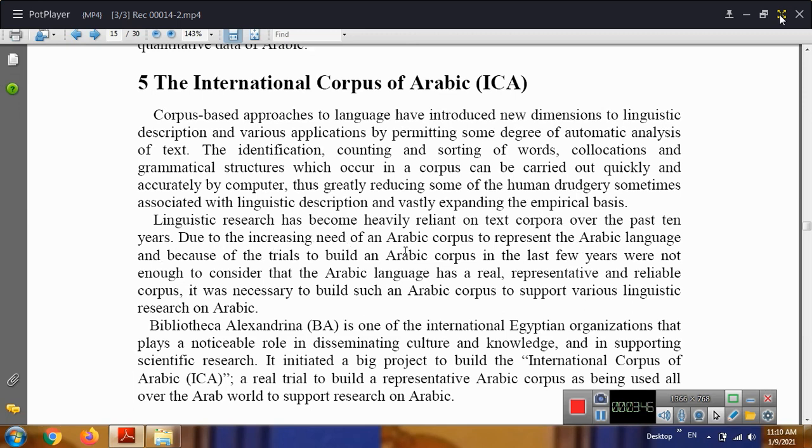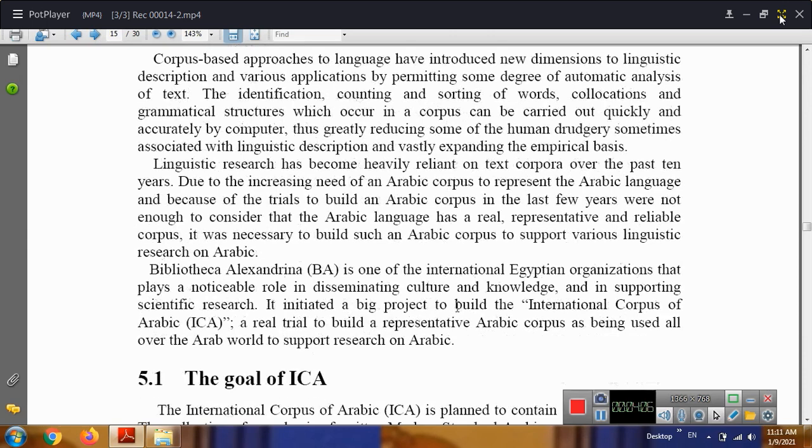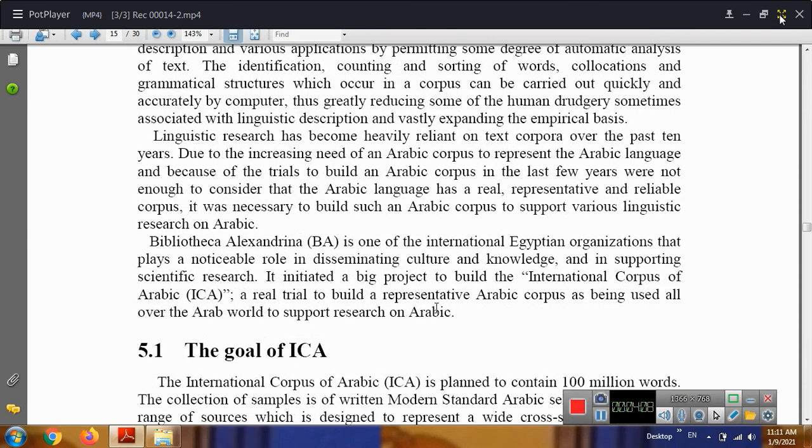Due to the increasing need for an Arabic corpus to represent the Arabic language, and because the trials to build an Arabic corpus in the last few years were not enough to consider that the Arabic language has a real, representative, and reliable corpus, it was necessary to build such an Arabic corpus to support various linguistic research on Arabic.